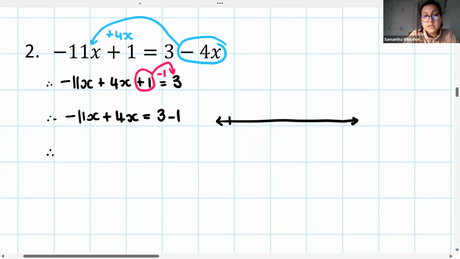Now, you've got a calculator. You can just do this on your calculator. If for whatever reason you're not allowed a calculator, and you struggle with these sorts of additions and subtractions, what you need to do is go and draw a number line for yourself.